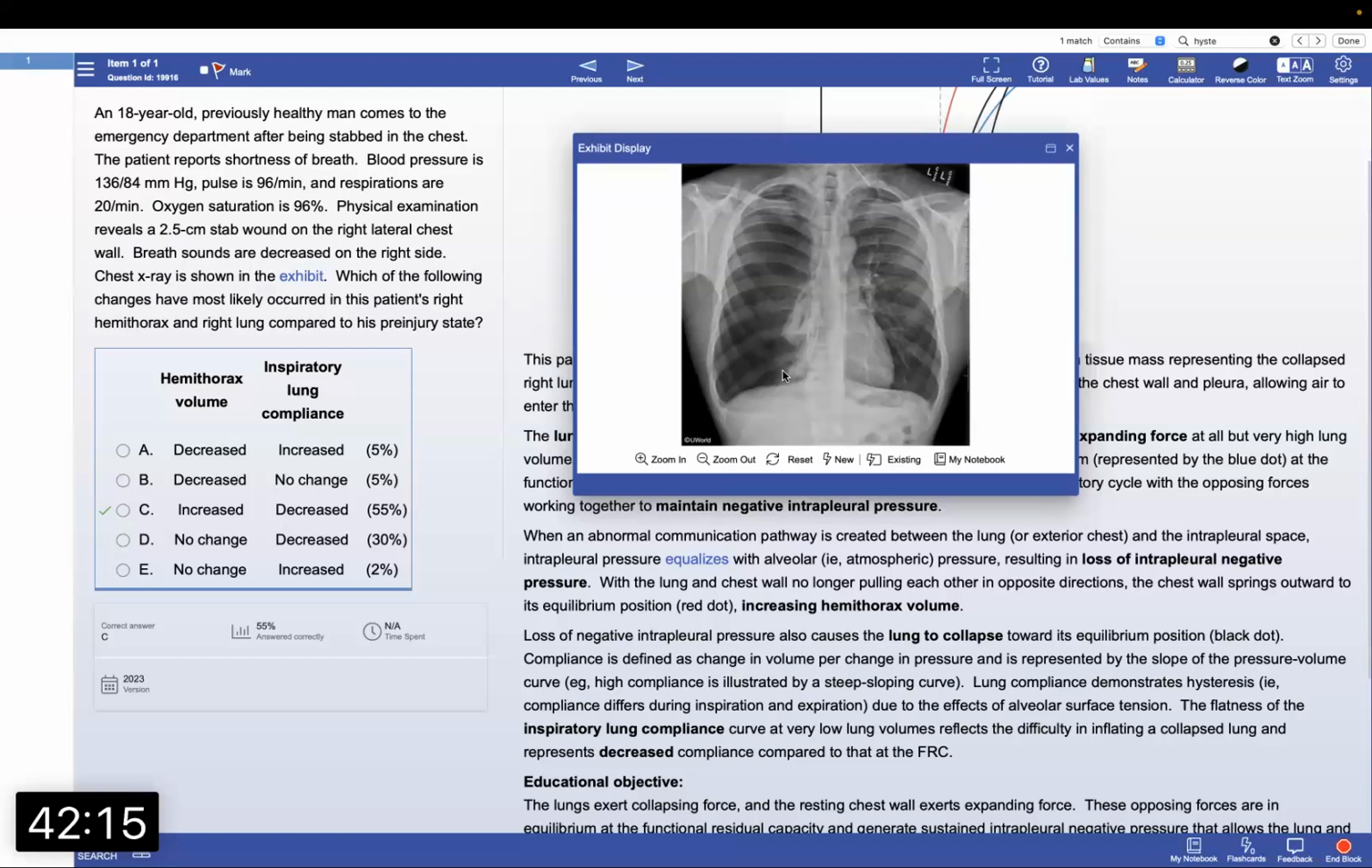Hemithorax volume will go up because it's now just empty, and lung compliance is decreased. If you take the example of a grocery bag or a garbage bag, if it's collapsed, then its compliance is decreased. So collapse always means decreased compliance. Compliance is how much it can open up. So this is a collapsed lung, shrunk down, so compliance is less in this case. Hemithorax volume. Yeah, got it.